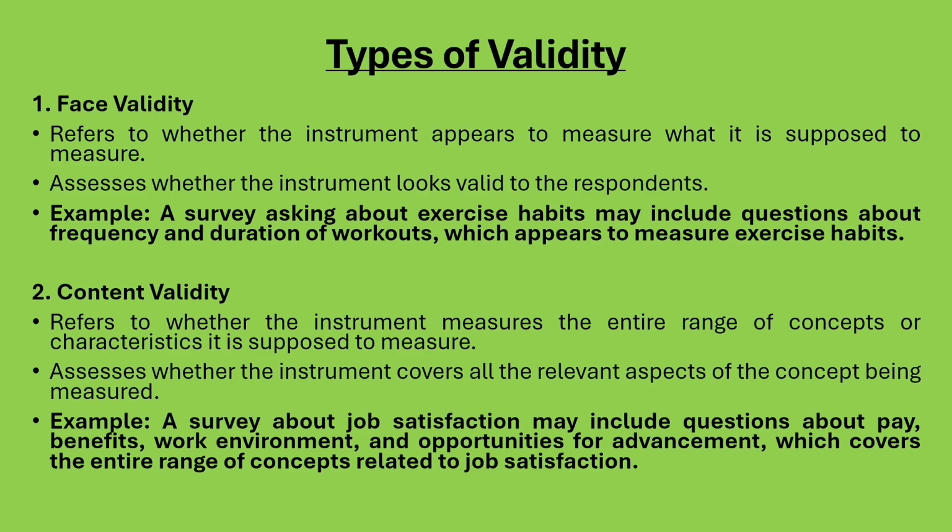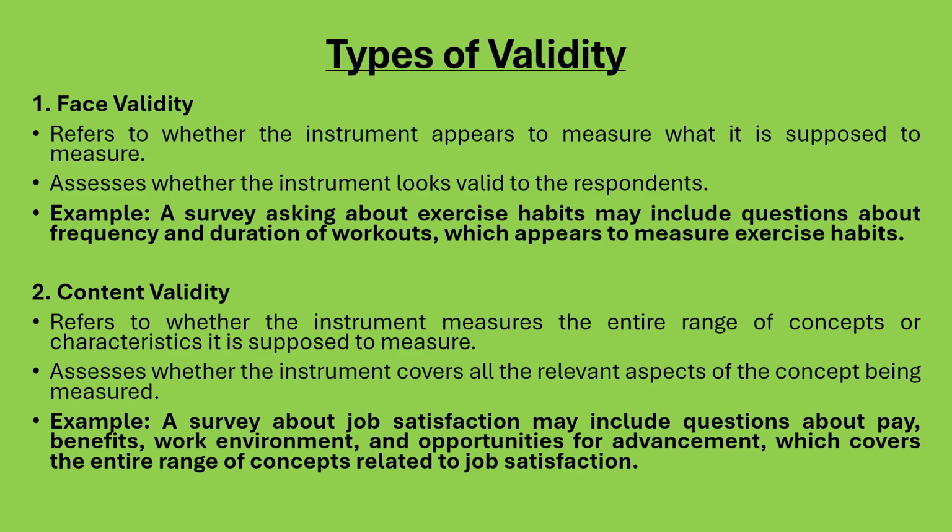The first category is called face validity. Face validity refers to whether the instrument appears to measure what it is supposed to measure. Moreover, it assesses whether the instrument looks valid to the respondent or not. An example can be a survey asking about exercise habits that may include questions about frequency and duration of workout, which appears to measure exercise habit.